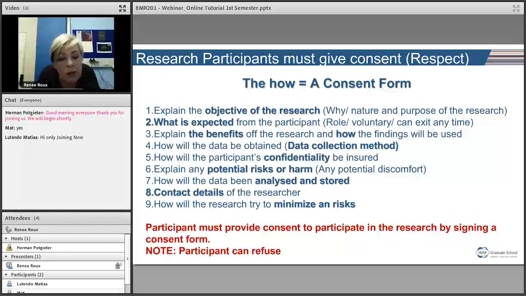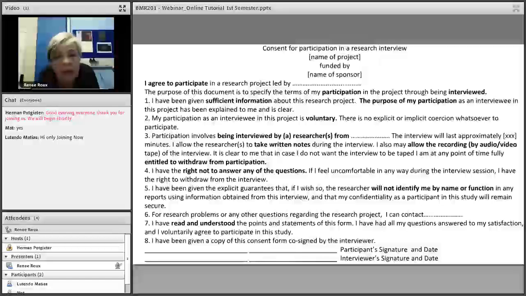Okay, so let's look. And this is not the ultimate. This is to give you a guideline of what the researcher can sign at the end. So it's not perfect. It's just a rough guideline. And you will see at the top, it's a consent form. There's a little block, that's the name of the project.